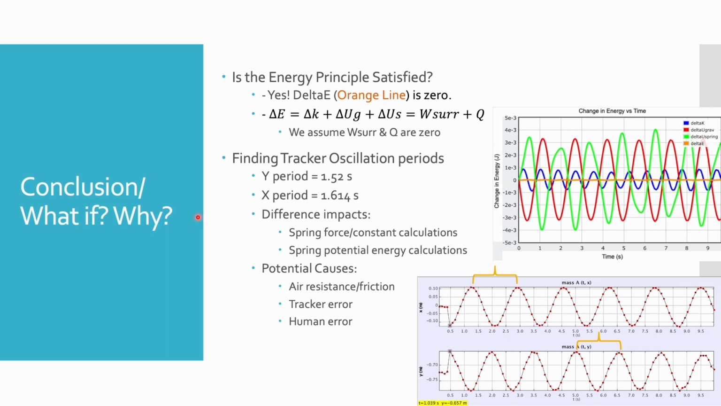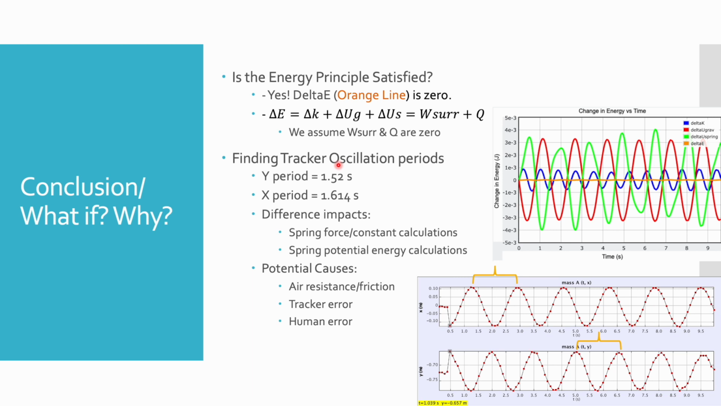Conclusions. Is the energy principle satisfied? Yes, it is. Going back to that orange line here being flat, thus the change in total energy of the system was 0. This is again assuming that there was no work done by the surroundings and 0 thermal loss. And this was just again the change in kinetic energy combined with the change in gravitational potential and change in spring potential energies.